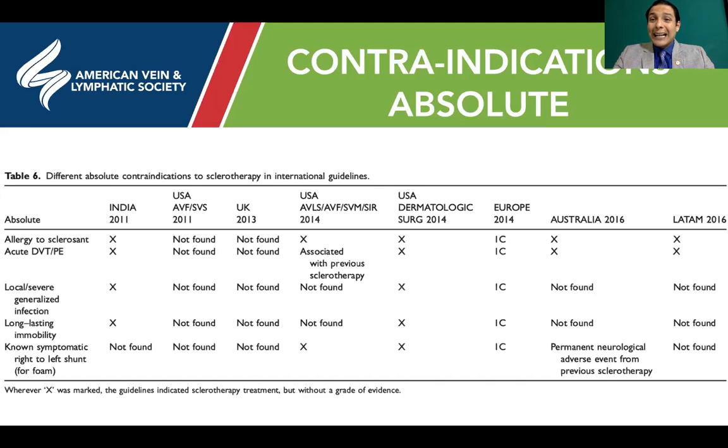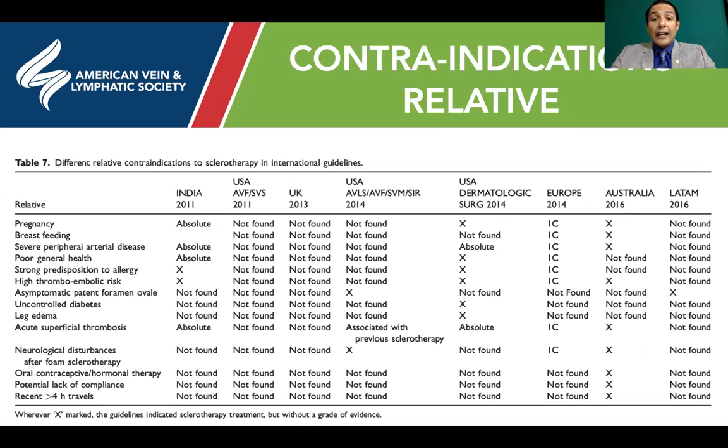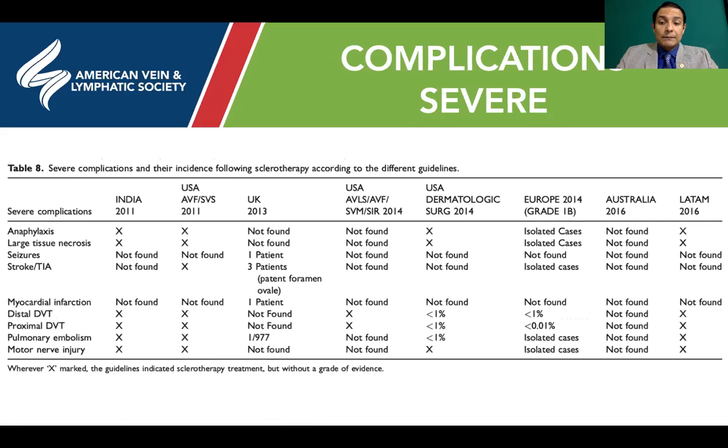The most important absolute contraindication is the known allergy to the sclerosant agent. And the most common relative contraindication is the neurological disturbances after foam sclerotherapy. The Australian guideline mentioned, in our opinion, an important relative contraindication: lack of compliance. Something to take in consideration, especially because this is a treatment that requires certain care on the part of the patient for its total success.